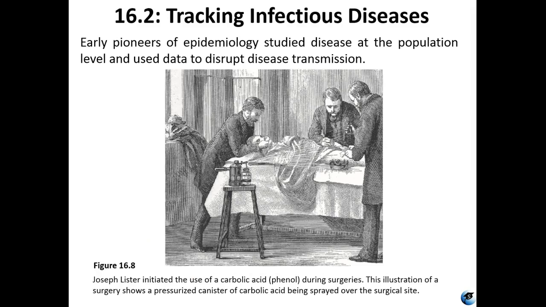Joseph Lister is shown here in figure 16.8. He was the first person to use carbolic acid, otherwise known as phenol, during surgery. So he was the first person to understand really the significance of sterilization during surgeries in order to prevent what is now known as an iatrogenic disease. That was Joseph Lister, and you probably have heard of him from Listerine. He was the person that came up with and invented Listerine, which wasn't always used as a mouthwash. I'll let you look that up.